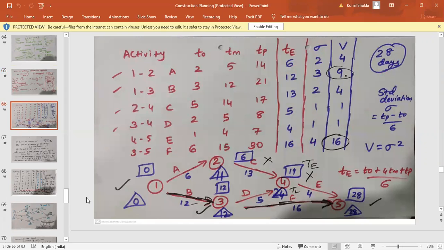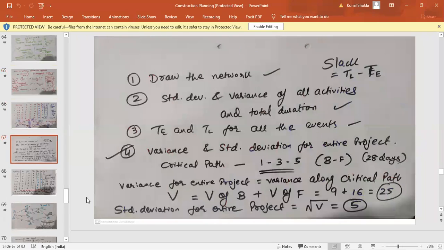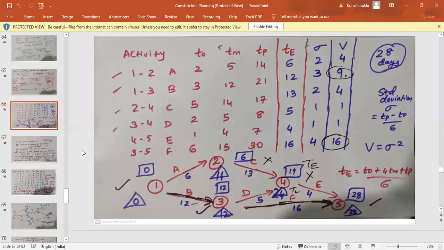Now you can see that the question given to you is: draw the network, and find the standard deviation and variance of all activities and the total duration. Yes, you will get it, don't worry, I'll provide it to you. Standard deviation and variance of all activities and total duration, TE and TL for all the events, that is, you have to find the square and the triangle brackets, and the variance and standard deviation of the entire project on the critical path. So you have to find these four things.